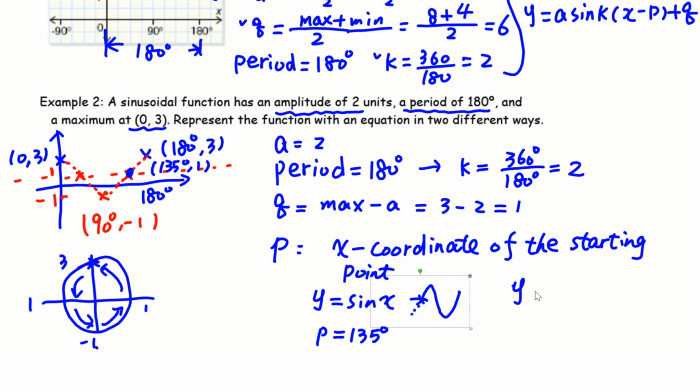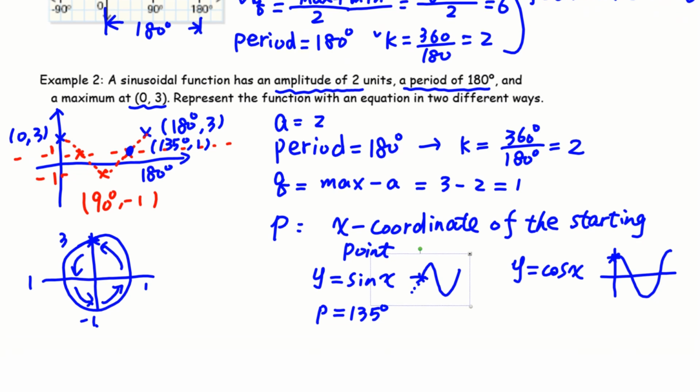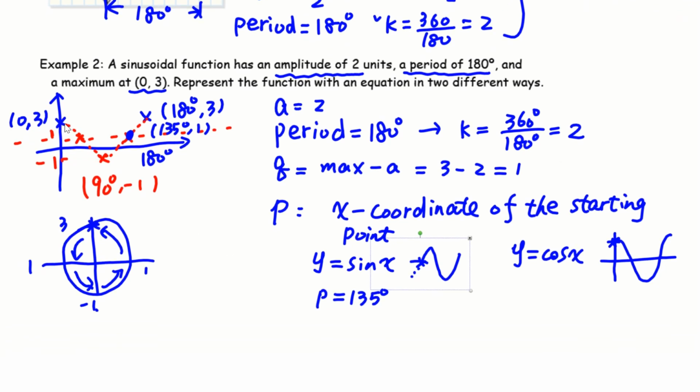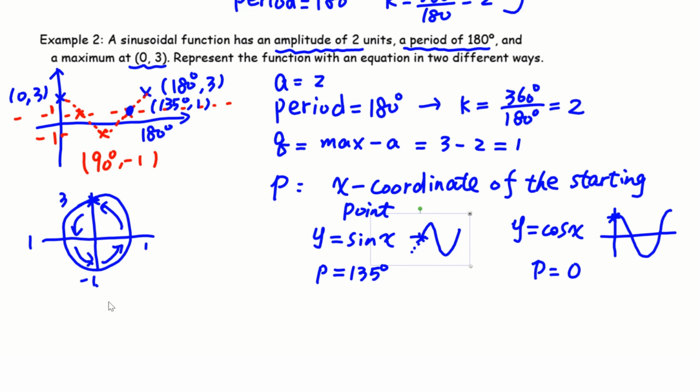If it is y equals cosine x, and we graph cosine x, it will start at the maximum first. So we are looking for the maximum point's x-coordinate. From the graph, you are going to see the P value equals 0, so the x-coordinate is 0. So for y equals sine x and y equals cosine x, the P value will be different.